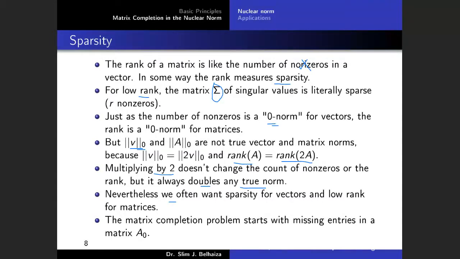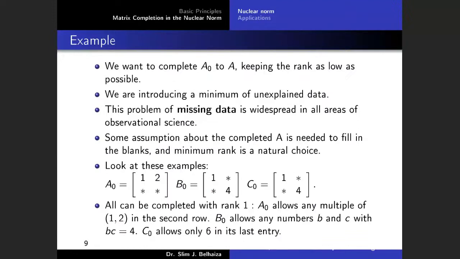So this is to reach the fact that when we talk about sparsity for vectors, it is exactly the same, or almost the same, as talking about low rank for matrices. So the matrix completion problem starts with missing entries in your data matrix A0. Okay? We have a couple of examples here.